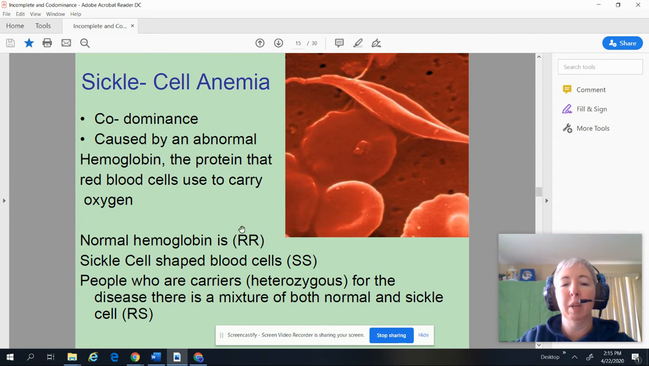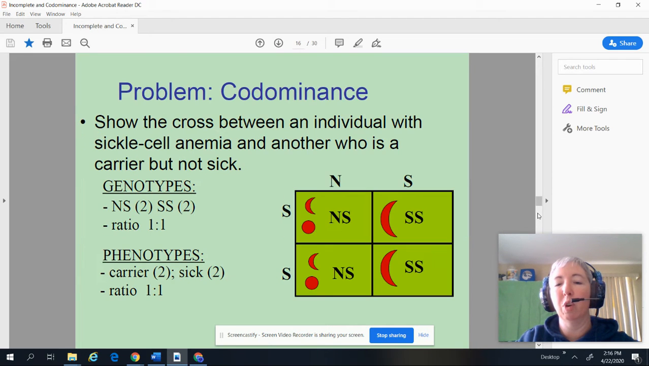So normal hemoglobin has the RR genotype. The sickle-shaped blood cells are SS. Both are dominant. So people who are heterozygous carry the disease and they have a mixture of normal and sickle cell. And this is what the Punnett square looks like.